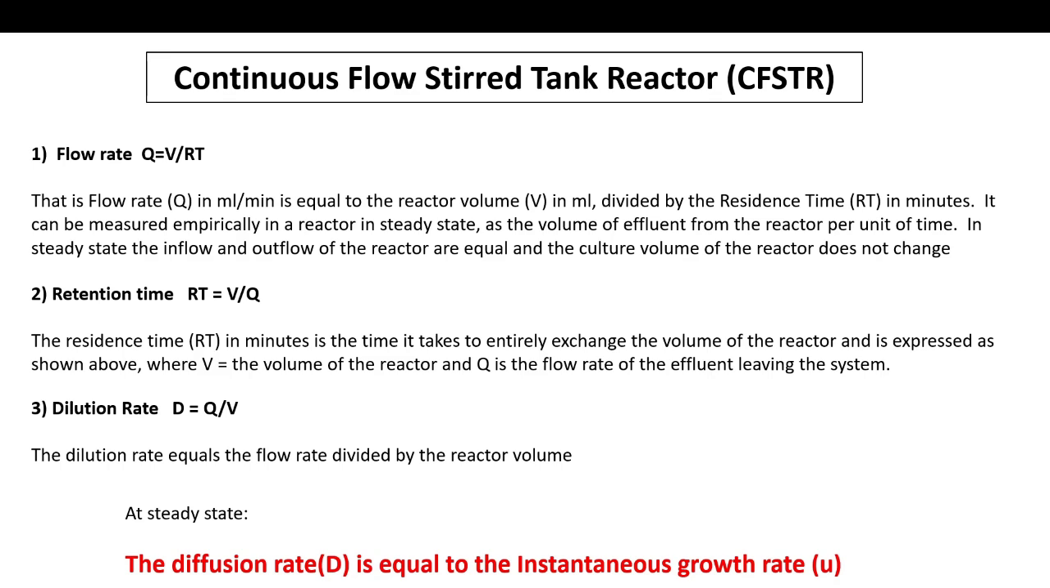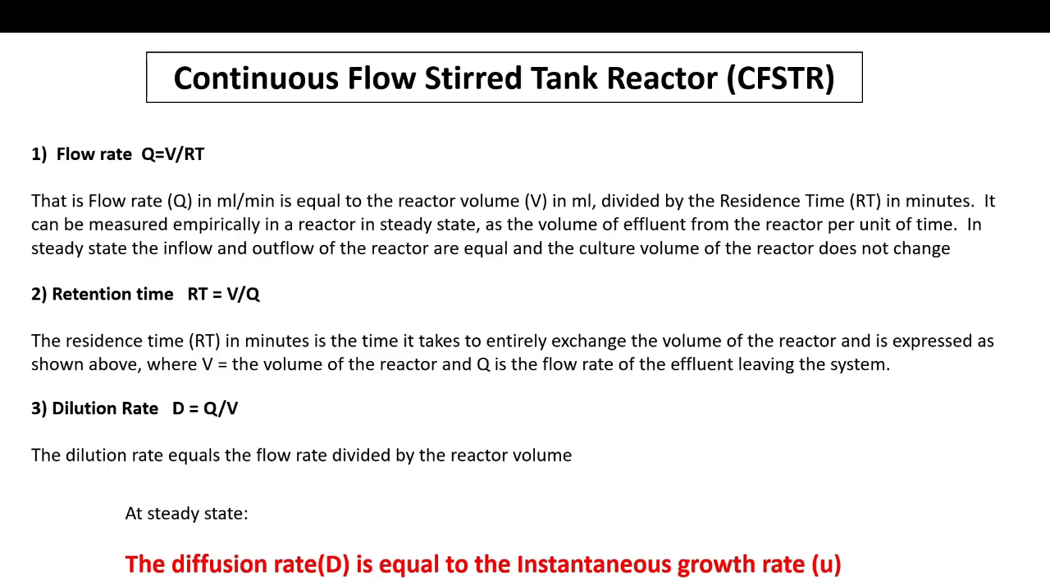So 1 by retention time is your dilution rate, that you can also see from this formula. The dilution rate equals the flow rate divided by the reactor volume. Now if your flow rate is faster or higher, what will happen? More and more of these nutrients will be leaving your reactor at a very fast rate, because the flow rate of leaving of the effluent is much faster.